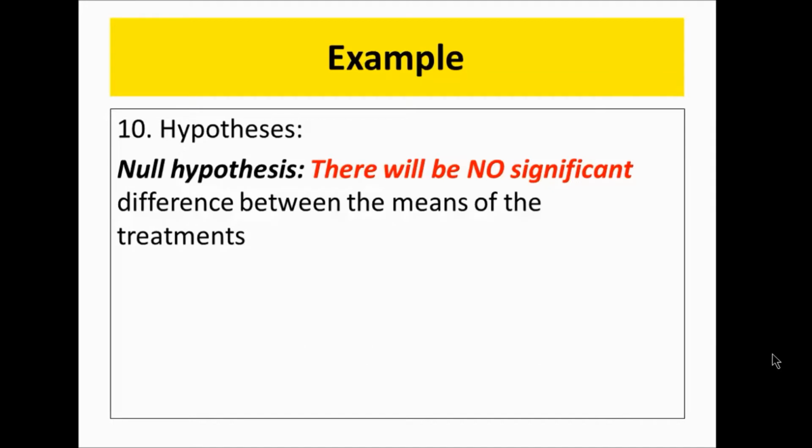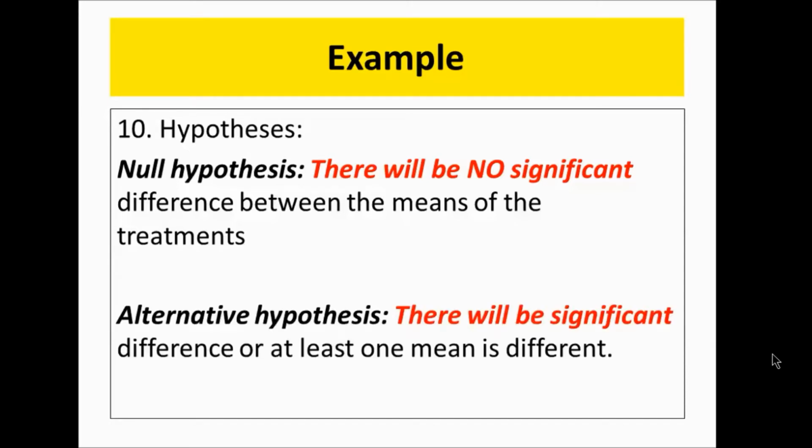Now, let's check our hypothesis. We have the null hypothesis and the alternative hypothesis. Null hypothesis means there will be no significant difference when you look at the means of the results of the treatments. While for the alternative hypothesis, at least one mean is different, or there will be a significant difference in their means.